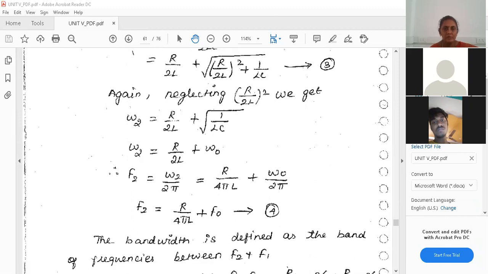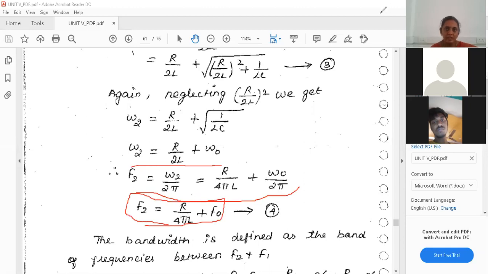Or omega 2 is equal to R by 2L plus omega 1. Or rearranging, I can write omega F2 is equal to R by 4 pi L plus omega 0 by 2 pi, or F2 is equal to R by 4 pi L plus F0. This is the final expression.